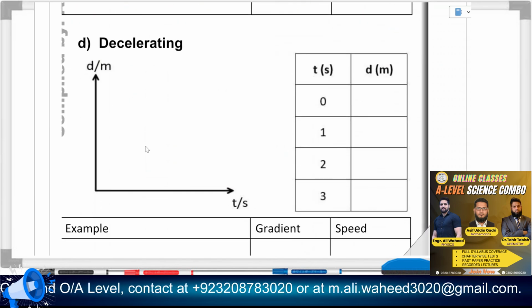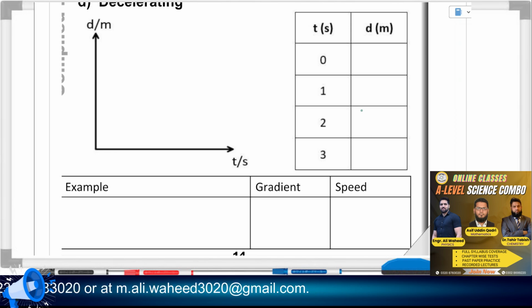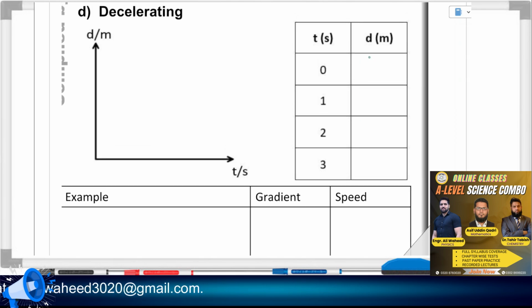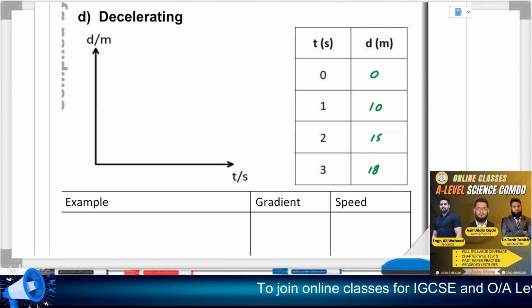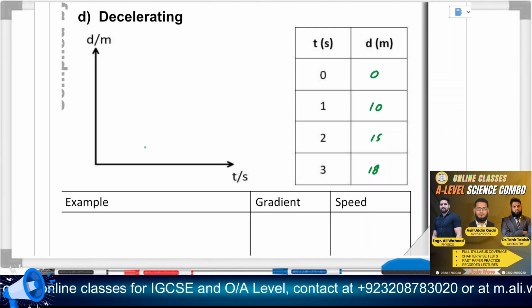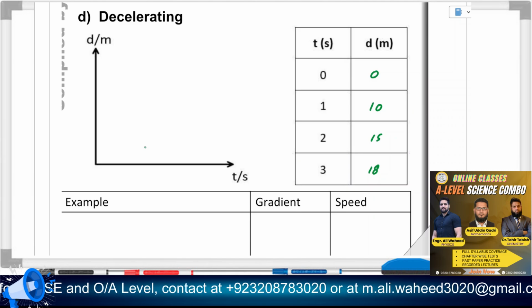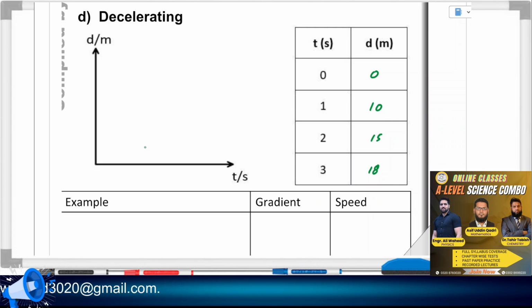And then we have the last one, when the object is decelerating. So what does that mean? We started to observe a vehicle, the distance was 0, and then the distance was 10, the distance was 15, the distance was 18. You see, the object is covering more and more distance. It's moving further and further away from your reference point. The reference point could be anything. It could be a starting point, could be anything.